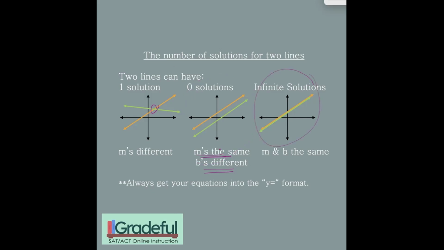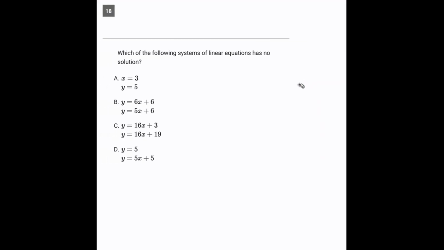And if there are infinite solutions, it means that they're really the same line, or they can be thought of as two different lines that overlap. And that would happen if the slopes and the y-intercepts are the same. So coming back to our question, which of these has no solution? We're looking for a situation where the two lines are parallel, they have no solution, they never hit each other.